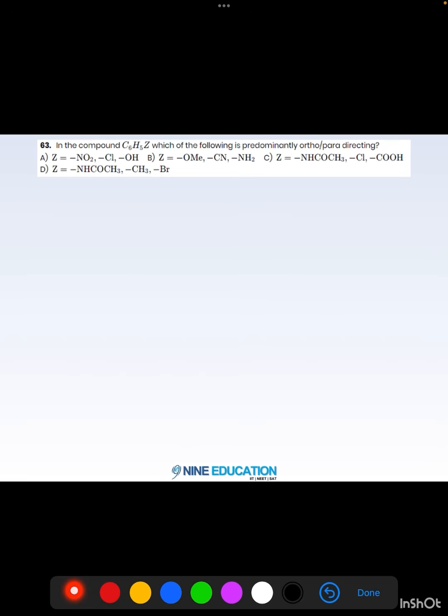Next we are having, in the compound C6H5Z, which of the following is predominantly ortho-para directing? Okay, C6H5Z means you are having a benzene ring which is connected to some Z substituent or Z group. This Z group needs to be ortho-para directing. So it should be some plus M type groups.